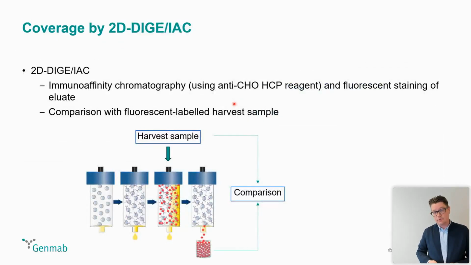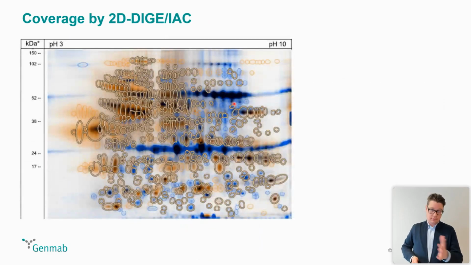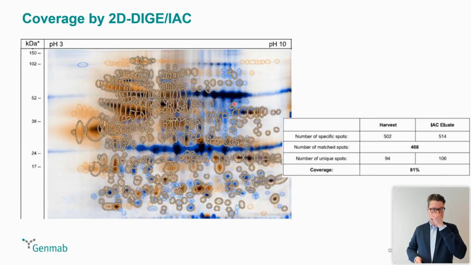However, the next one was the 2D DIGE immunoaffinity chromatography approach, where you coat a column with your reagent. You flow through your harvest sample to enrich for HCPs, and you compare that back to the harvest sample. And you run this using a gel. And here we actually obtain a coverage of 81%. So the same reagent, which made it look really good in a way.